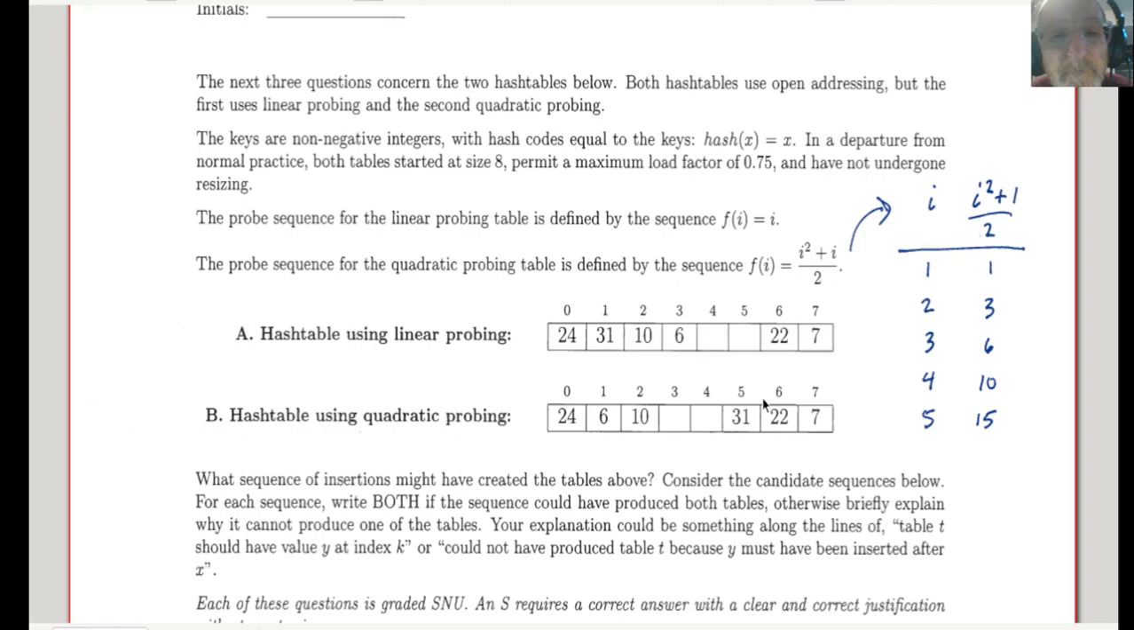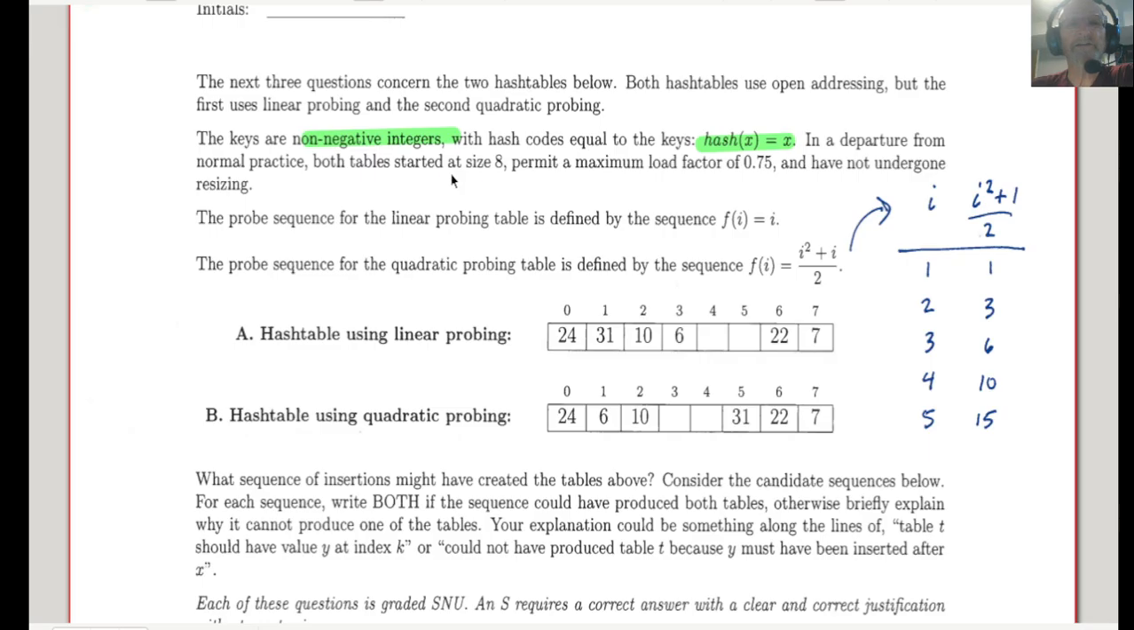Okay. The next question has to do with open addressed hash tables. Again, non-negative integers. We're making it simple. Shouldn't say we're making it easy. I appreciate this question was probably difficult for not a small number of students. But we're not trying to trick you up with crazy negative values for keys. Hash codes are equal to the key value, so the identity function.